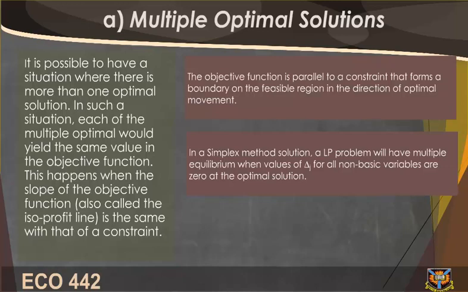The objective function is parallel to a constraint that forms a boundary on the feasible region in the direction of optimal movement. In a simplex method solution, an LP problem will have multiple optimal solutions when the values of delta J for all non-basic variables are 0 at the optimal solution.